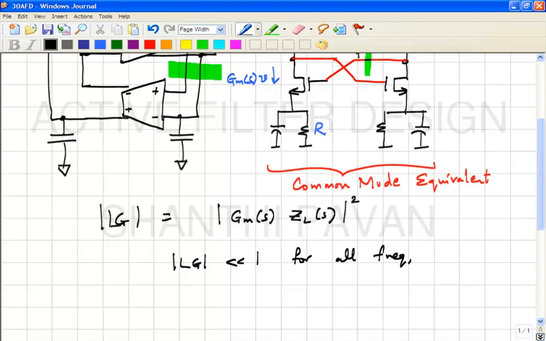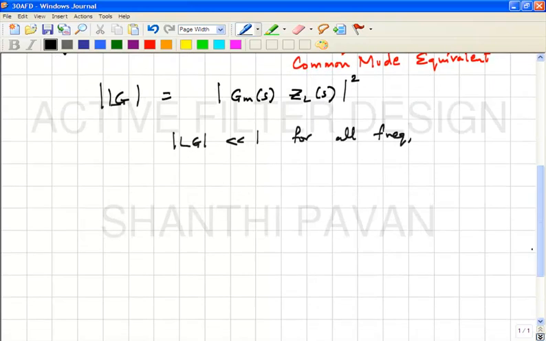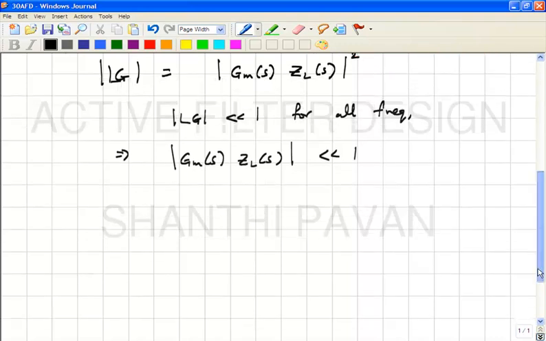Correct? So, and what do you expect? As a designer, what I would like to do would be to keep Gm of S times ZL of S much smaller than 1 for all frequencies. Correct? Now, how does ZL of S look like?